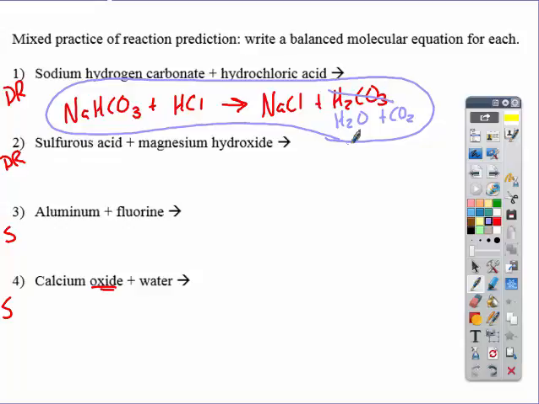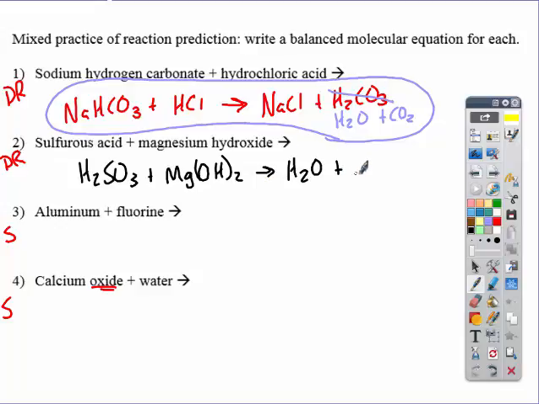The next one, you should have gotten that for your reactants. And that for your products. And that equation needs a 2 to balance it.